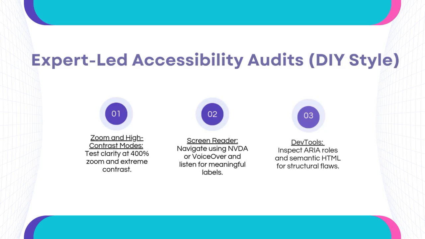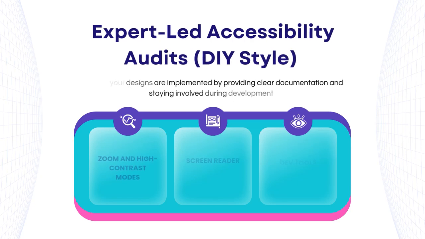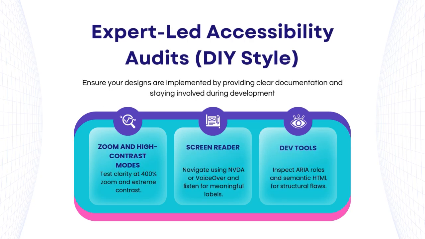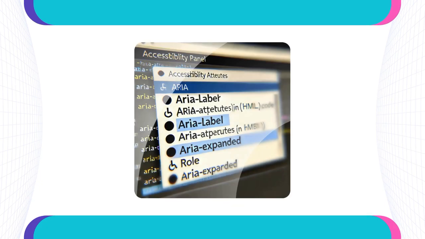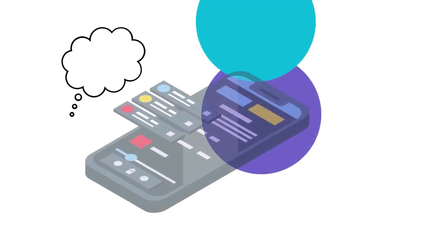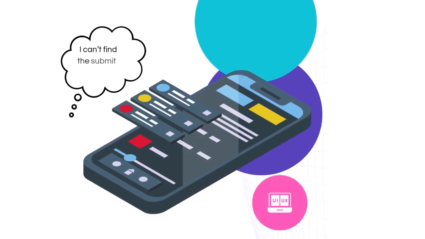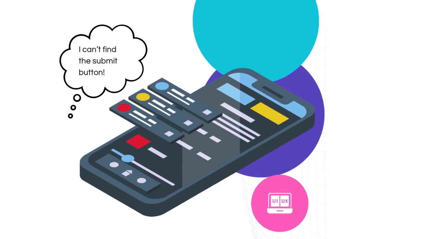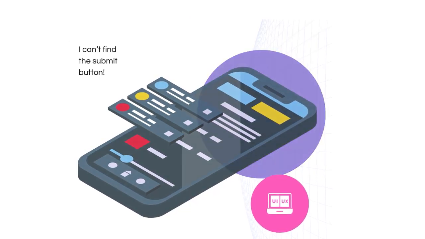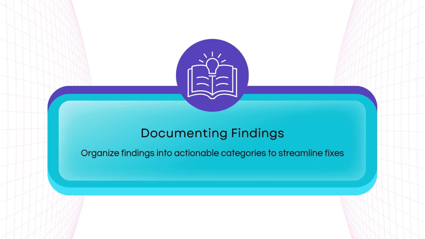So start by simulating real-world scenarios. Increase zoom to 400% and enable high contrast mode. Your goal is to identify whether text, patterns, and other elements remain clear, readable, and usable. Next, you should test keyboard navigation. Can you access every element using just the tab, enter, and arrow keys? Also check for logical focus order and visible focus indicators. If you encounter focus traps where you can't tab out of a section, document them as critical issues to resolve.